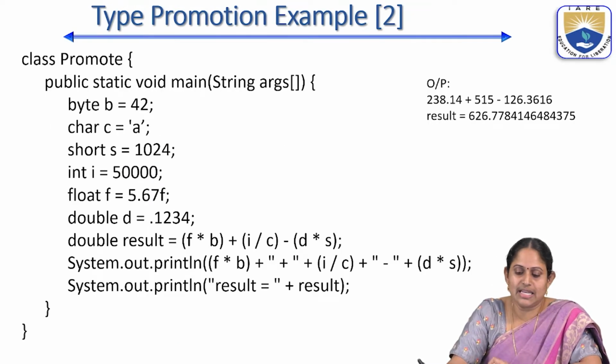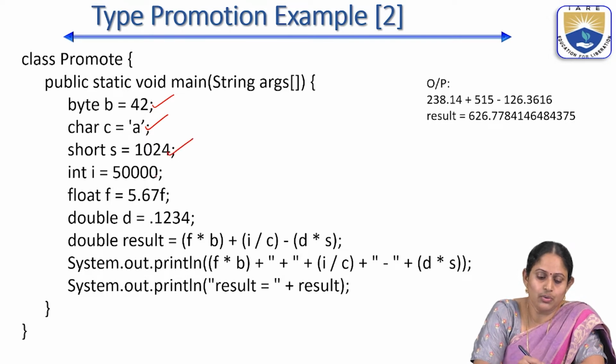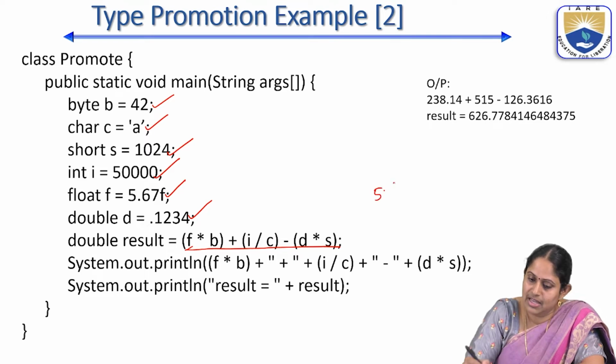Now let's look into an example of this. Here we have a byte 42, character A, a short value, an integer value, a float, and a double value. Now we are finding this product. We have F as 5.67. So what will we get?